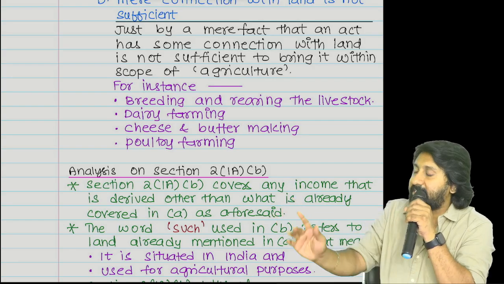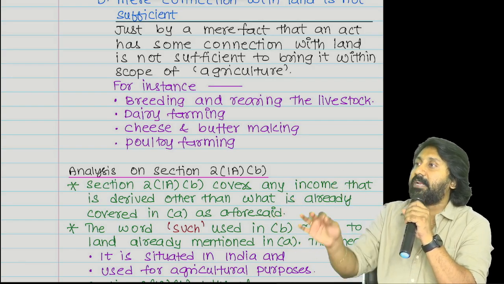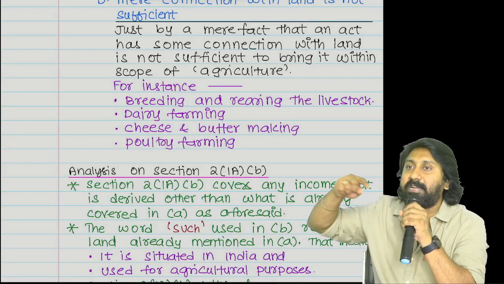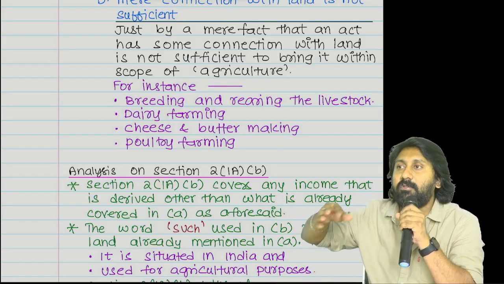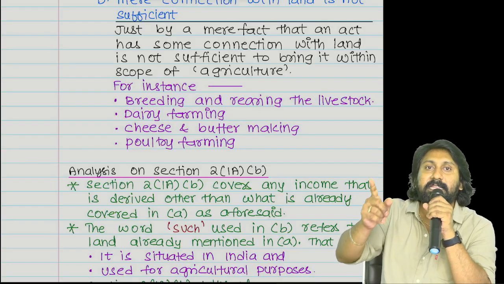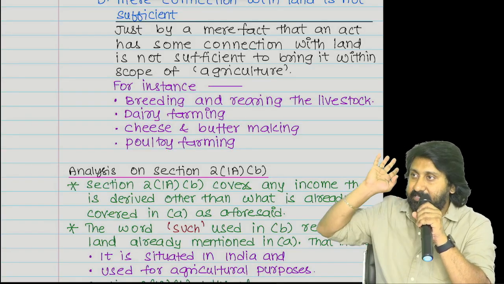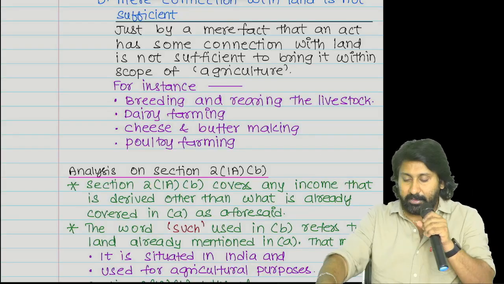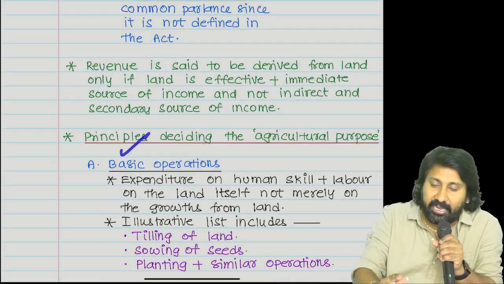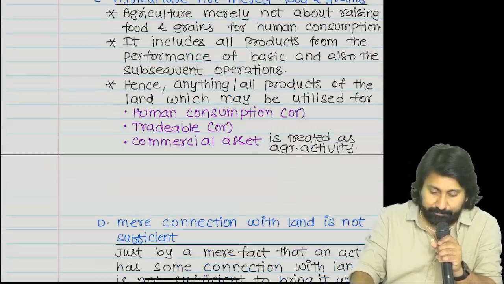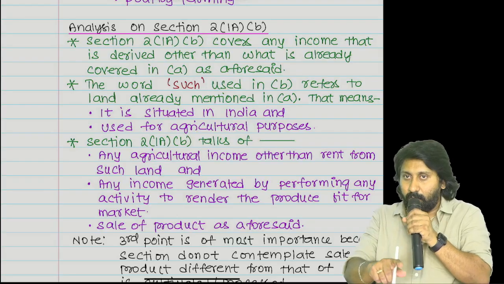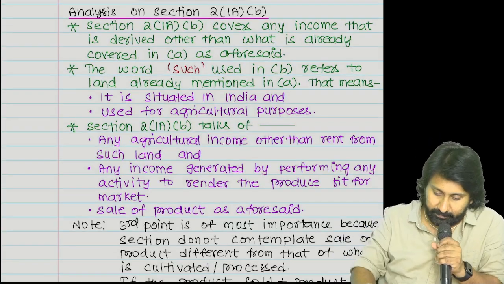In all other cases, in order to have agricultural purpose, you should do some activity, a basic or subsequent operation, on what? Agricultural land. Then only I will call it what purpose? Agricultural purpose. Everyone understood the concept clearly? See, these operations, whatever I said till now, these are all taken from case laws only. Okay? Next. Analysis on section 2(1A)(b).